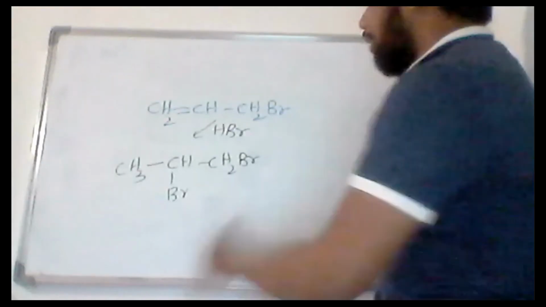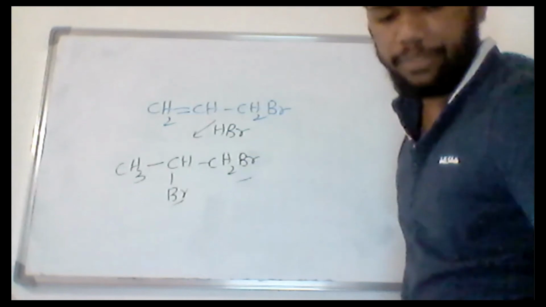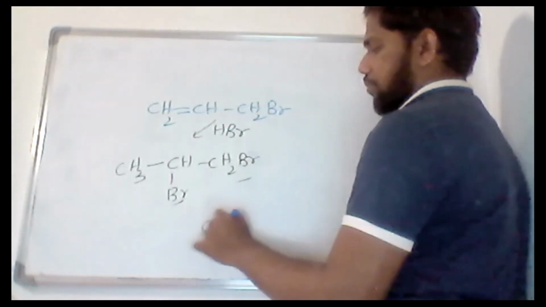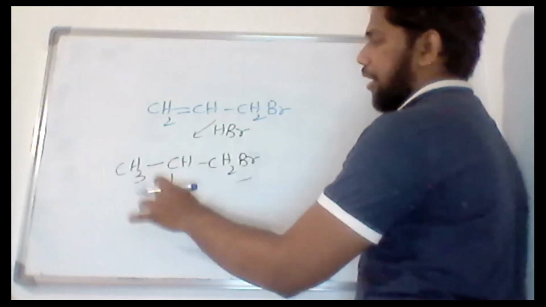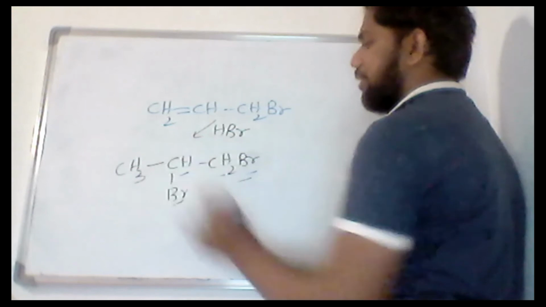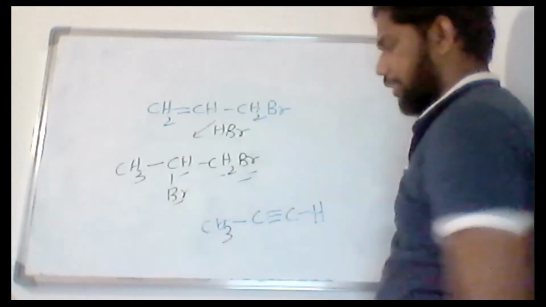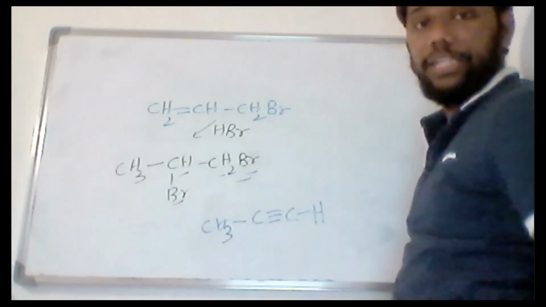Okay, so you add the alcoholic KOH. Typically, there will be 2 elimination steps happening, right? So it will form Br with this H, this Br with this H, and it will form this one. Okay. Then you add the NaNH2 liquid ammonia.